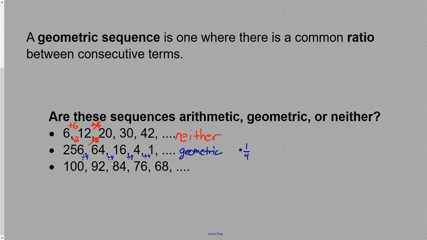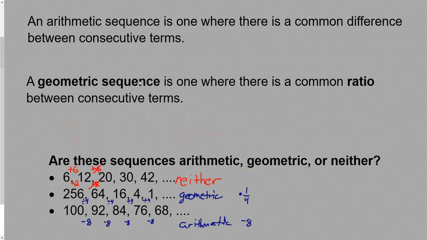100 to 92. Now I could divide by something super strange, or we could subtract 8. So let's see if that works. And if I subtract 8 from 92, oh, what do you know? We do get 84. And 84 minus 8 is 76. And 76 minus 8 is 68. This one is arithmetic. And we have a common difference of 8, meaning we are subtracting 8 each time. Okay, so biggest difference. Arithmetic sequences have a common difference, and geometric sequences have a common ratio.